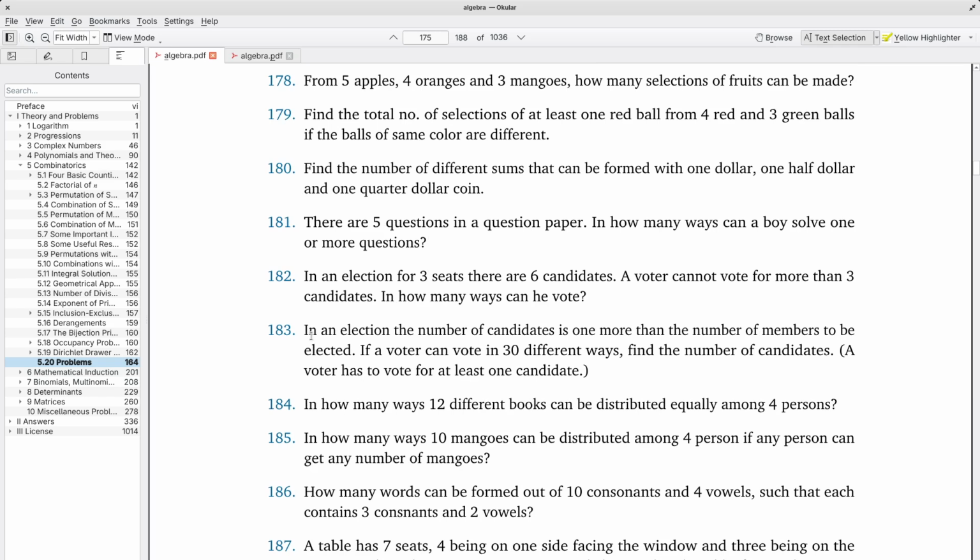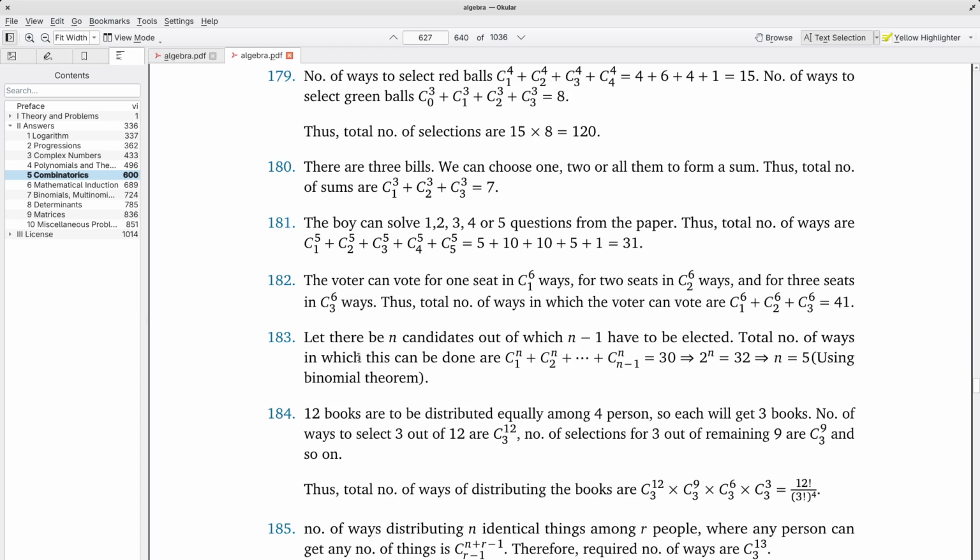Question 183 says that in an election, the number of candidates is 1 more than the number of members to be elected. If a voter can vote in 30 different ways, find the number of candidates. A voter has to vote for at least 1 candidate. So there are n candidates, out of which n minus 1 have to be elected. Total number of ways in which this can be done is nC1 plus nC2 up to nC(n minus 1), which is given as 30.